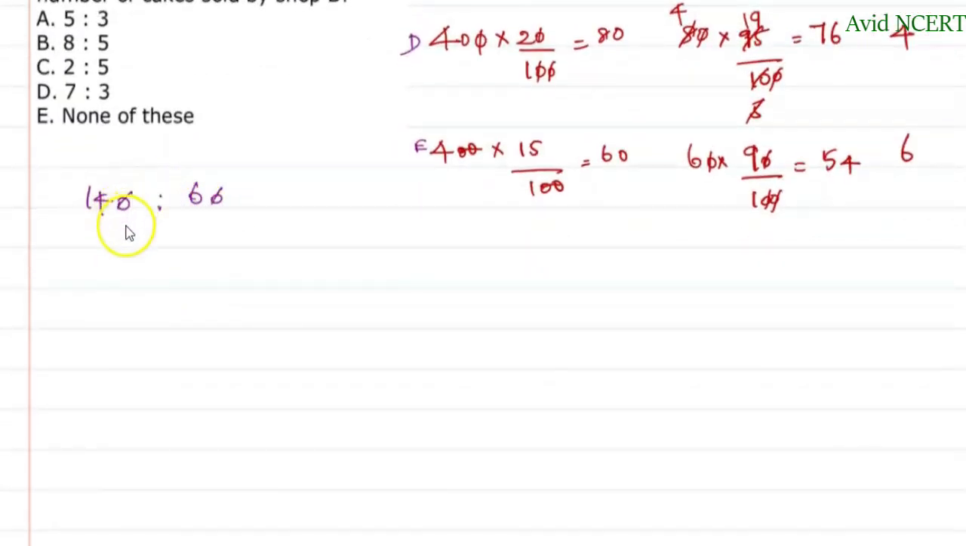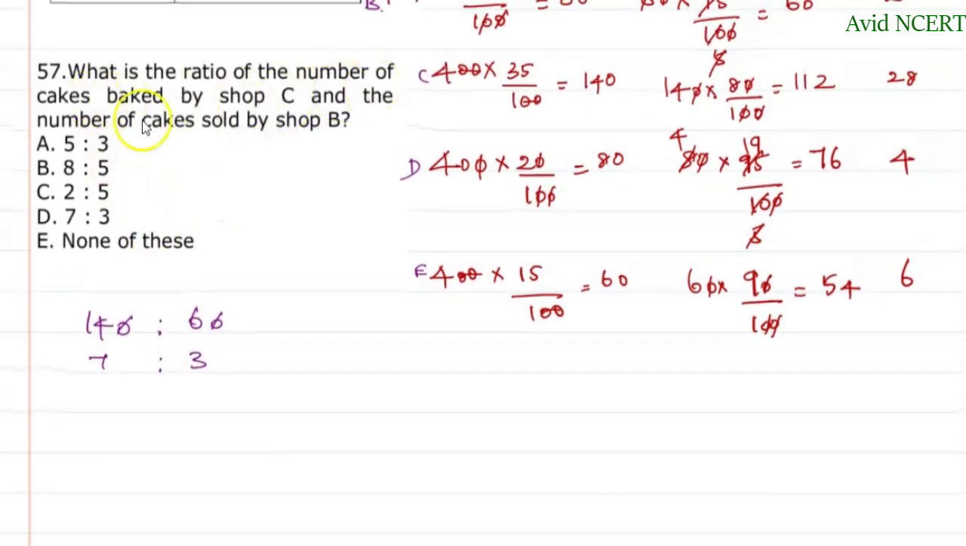So the zeros get cancelled, 2 times, which is 2. 7 times 2 is 14. 2 times 3 is 6. 2 is the common factor of 6 and 14. So the ratio is 7:3. So the ratio of the number of cakes baked by shop C and the number of cakes sold by shop B is 7:3.